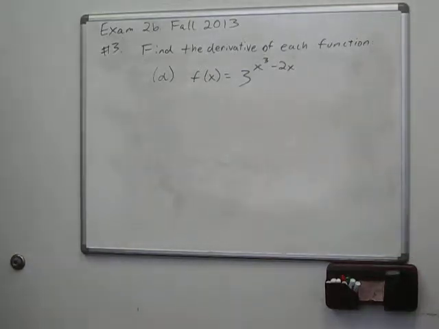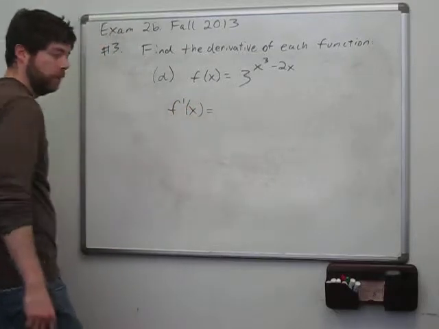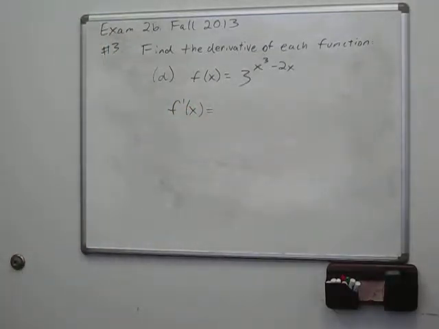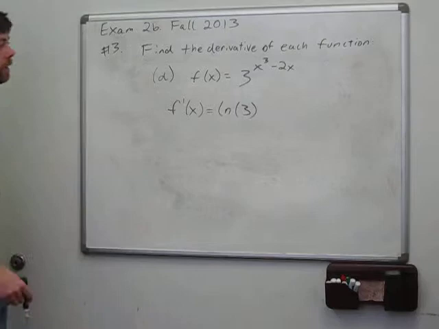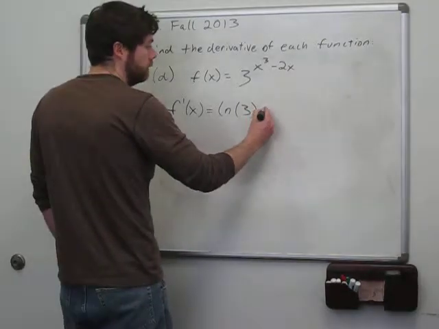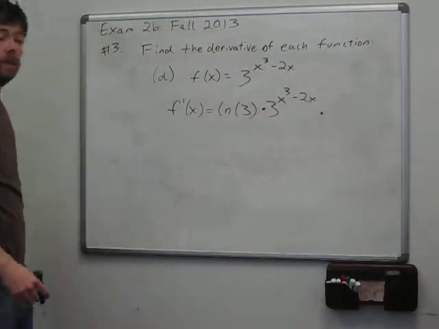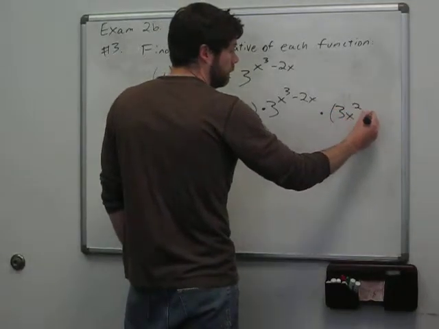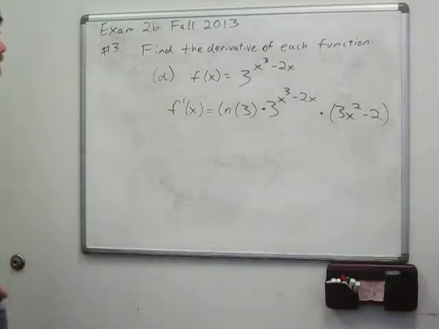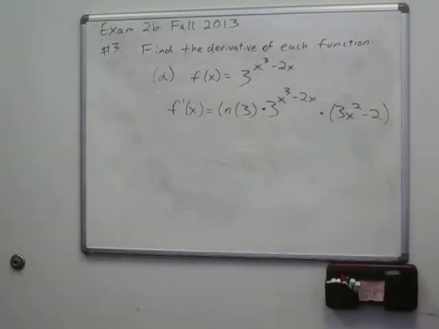x cubed minus 2x. So for this derivative, we simply need to remember the rule for derivatives of exponential functions. The derivative is going to be the natural log of the base times the original function, and then we have to chain on the derivative of the power. Okay. So this last part is an application of the chain rule to the exponential function. So that's part D.